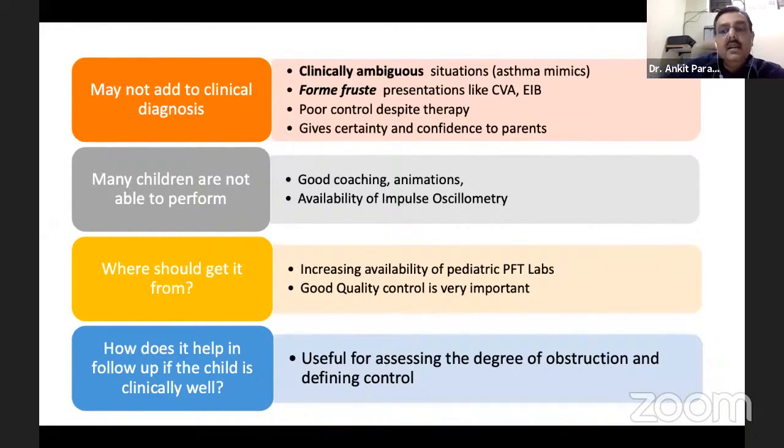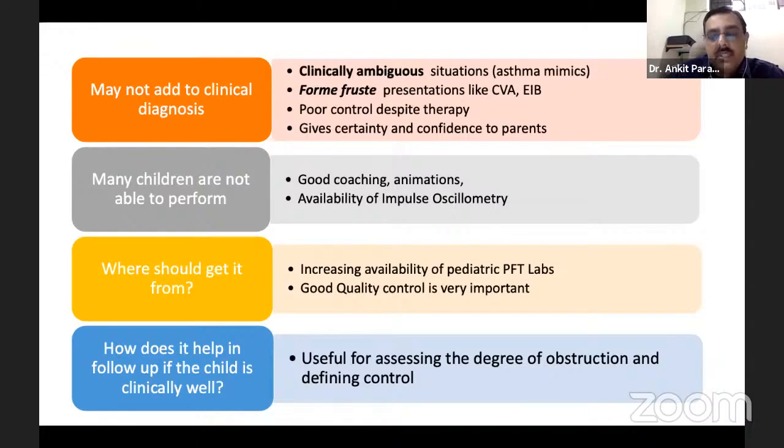The message is that in a group of patients, it is going to be really helpful and you cannot do without that. It requires good coaching and animations, and with the availability of impulse oscillometry, we cannot say that children cannot perform spirometries. I do understand that we have fewer pediatric PFT labs, but gradually they are coming up.